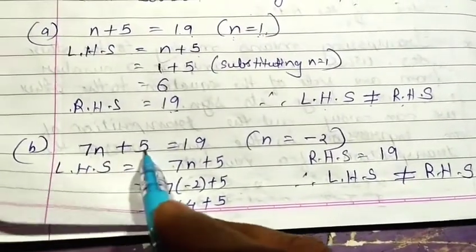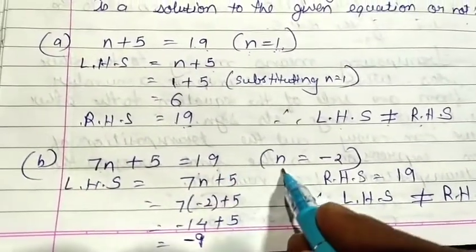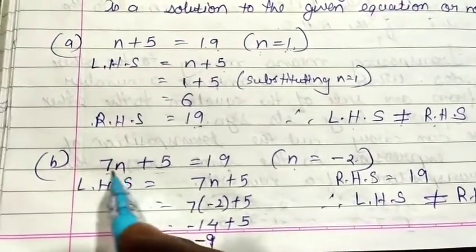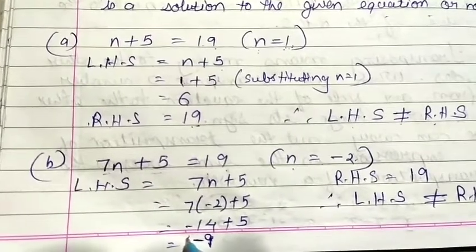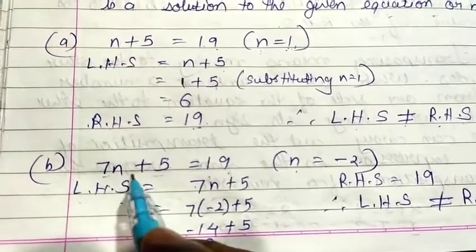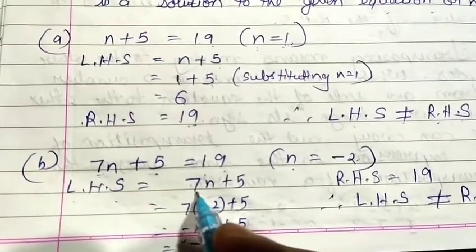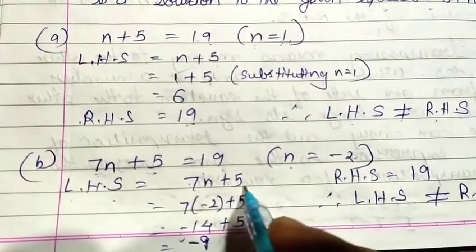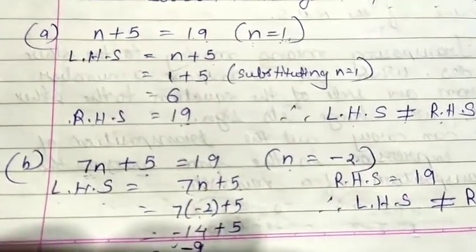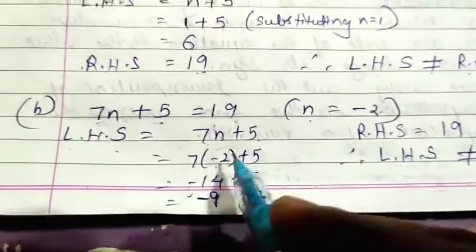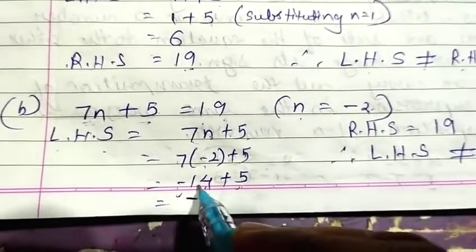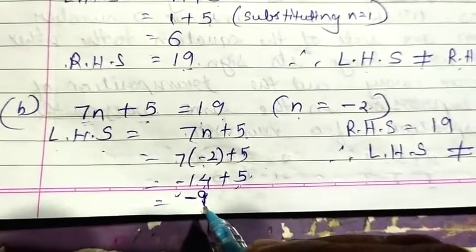Then next one. 7 times n plus 5 equals to 19, and value of n is equals to negative 2. Now first we will find the value of left hand side, and we have to see whether it is equals to 19 or not. Now write on left hand side. Now write down this expression over here, 7n plus 5, and in place of n you have to write negative 2. Write down negative 2 in bracket. Then after solving, 2 sevens are 14, that is negative 14 plus 5, negative 14 and plus 5 gives negative 9.